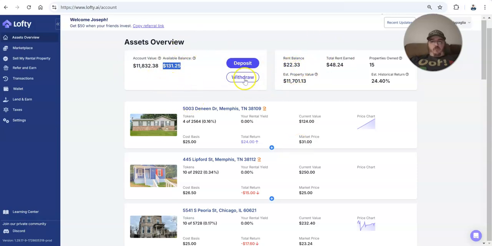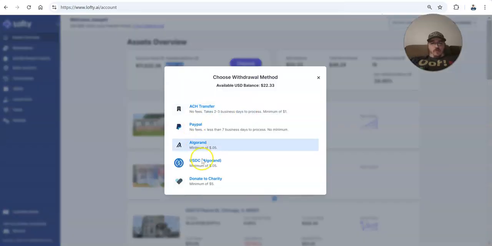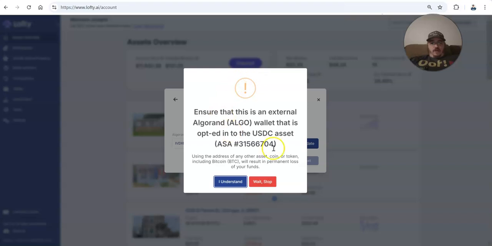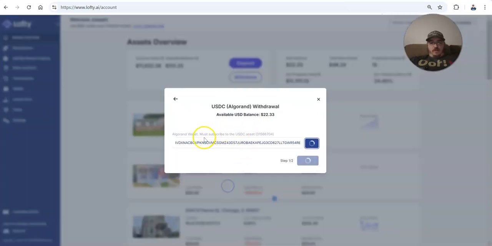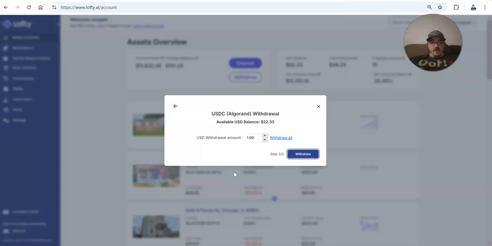And so what you actually have to do is withdraw the rent. I haven't done this before, but I'm pretty sure I understand what I'm doing. Withdraw it to the USD balance. I'm going to do USD Algorand, and put in my Lofty wallet. I get this warning, which worried me a little bit, but somebody explained to me that these are the steps, so I feel pretty good about it. Hit the little next button, wallet confirmation, I confirm. I currently have access to that wallet. I do, that's my Lofty wallet, so I'm going to hit confirm.